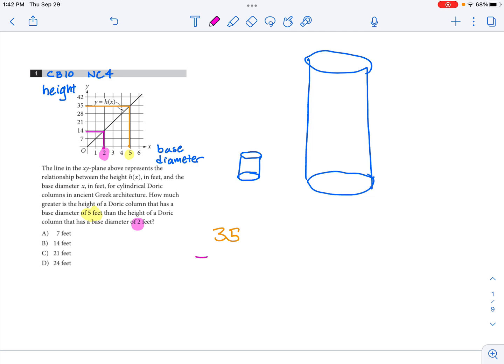We want to figure out how much taller the tall column is compared to the short column. So we do 35 minus 14, and we get an answer of 21.